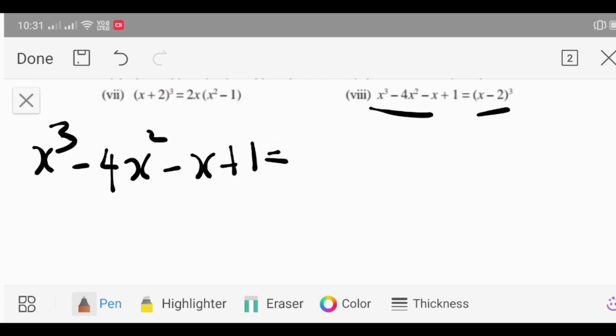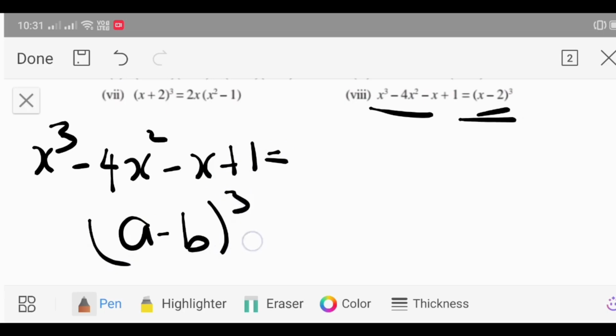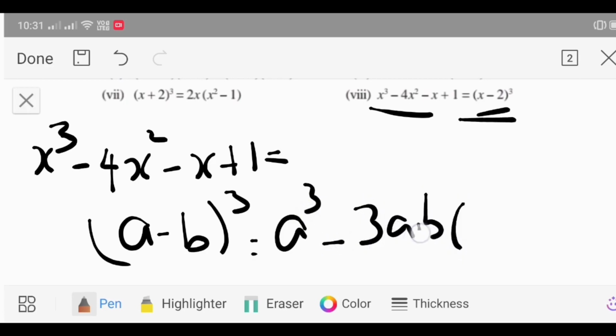The right side is in the form of (a minus b) the whole cube. The formula is (a minus b) whole cube equals a cube minus 3ab into (a minus b) minus b cube. Now we are going to expand the right side like that.